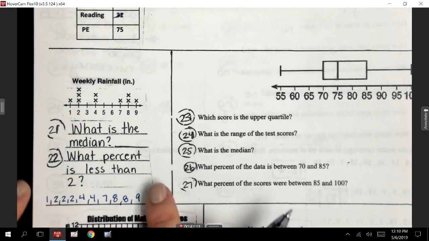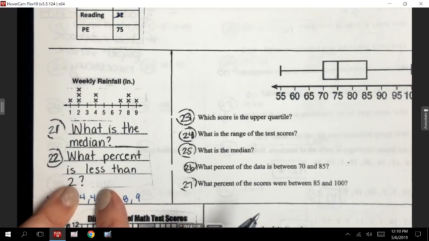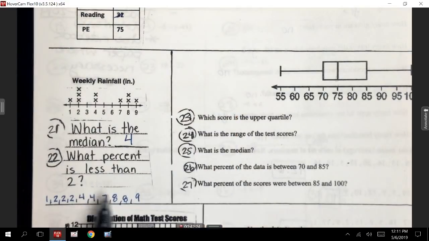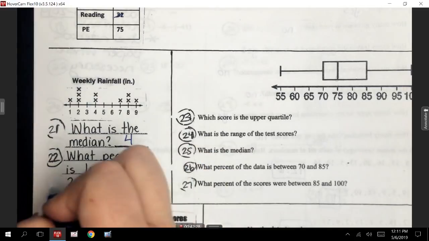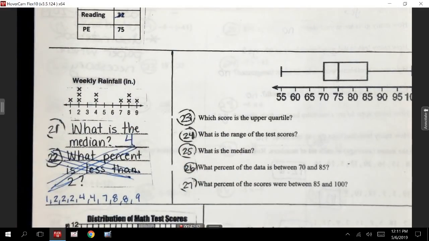When I'm finding the median, I'm going to cover them up, working my way to the inside. My median, I get 2 4's. What's in the middle of 2 4's? 4. So my median is 4. It says, what percent is less than 2? Okay, y'all, mark that problem out. That should have a box and whisker plot. Ignore number 22. That's not a good question.